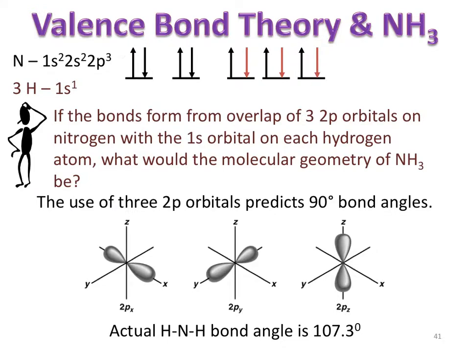In this example of valence bond theory and ammonia, if we overlapped the 1s orbitals with the 2p orbitals, we would expect the bond angles to be 90 degrees. However, the bond angles that we find are 107.3, and as predicted by the valence shell model, they would be less than 109.5. Would not predict them to be 90 degrees.